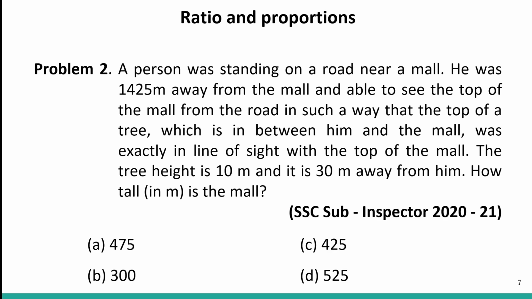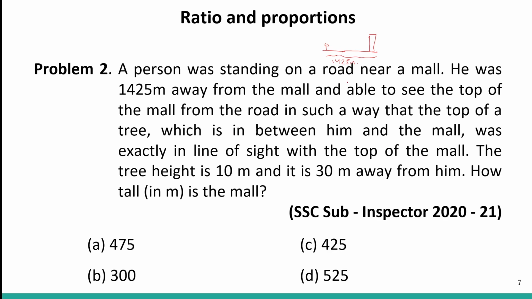A person was standing on a road near a mall. Here is the mall. He was 1425 meter away from the mall. So this distance is 1425, right? In between him and the mall, exactly in the line of sight with the top of the mall, there was a tree.